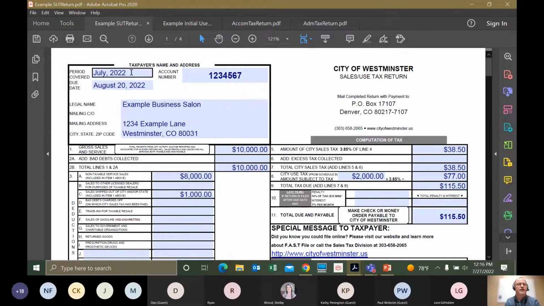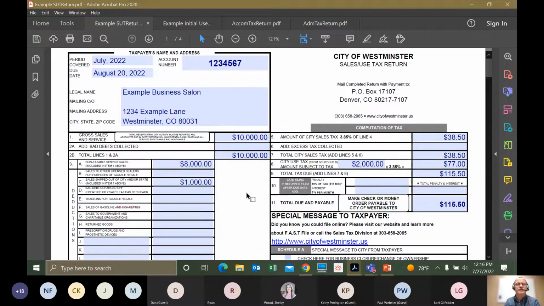But at least put the period covered in. We have to enter this exactly as you fill it out. We can't make anything up. So we need that information. And then your business name, you can use a DBA, that's fine. And maybe the first time, put your address in so that we can verify that.